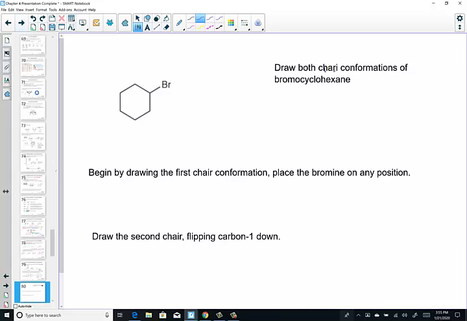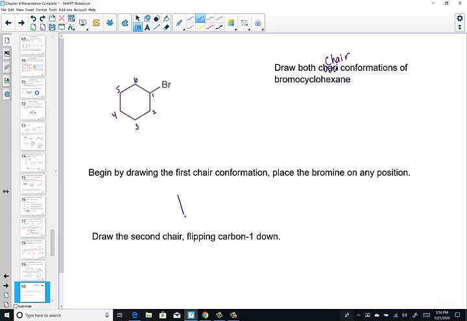Let's take some practice there. Let's draw both chair conformations of bromocyclohexane. So I'm looking at bromocyclohexane. What would that look like in a three-dimensional chair structure? We'll just begin by drawing the first chair conformation and place bromine in any position.